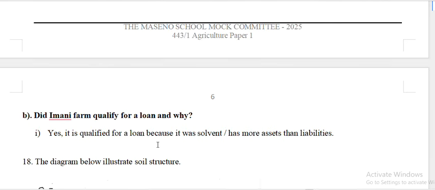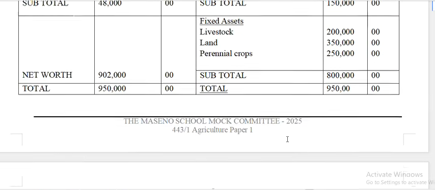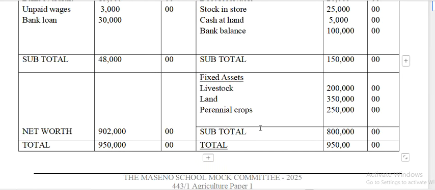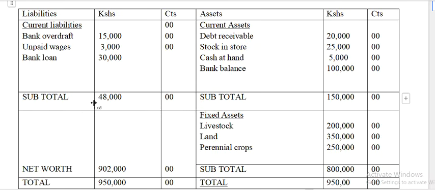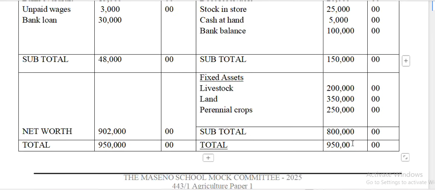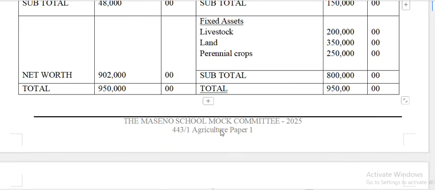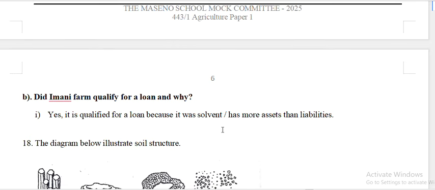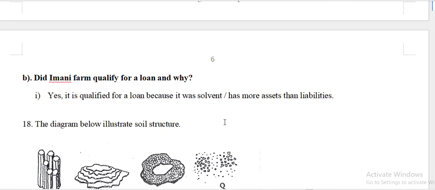Yes, it qualified for a loan because it was solvent, or has more assets than liabilities. As you can see, the assets are 950,000 while the liabilities are 48,000. It means when you subtract, you'll get a net worth of 902,000. So that means they can qualify for a loan because it is solvent.